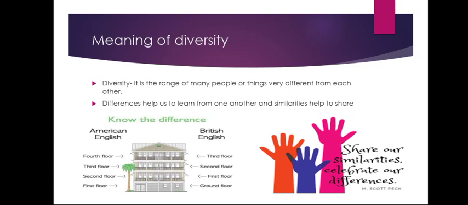So in this image you came to know that according to American English, this is a distribution of a building. The first one is called first floor, second floor, third floor, and the fourth floor. But according to British English, the first one is called ground floor, and then first floor, and then second floor, and third floor. So from this you came to know that differences help us to learn from one another, and when we learn from one another we become able to share those similarities that we came to know after understanding about differences.